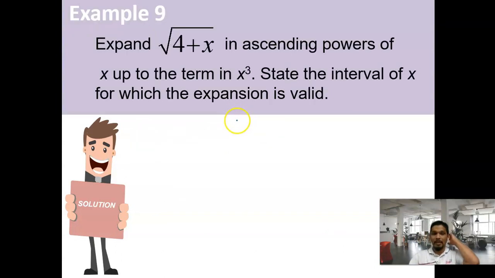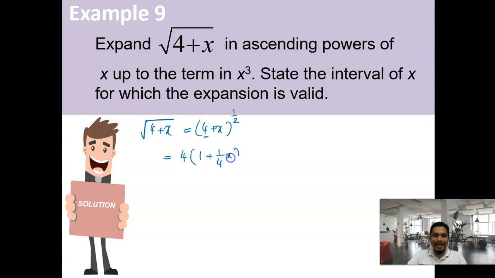Okay, example 9. Expand this: the square root of 4 plus x. Square root means 4 plus x to the power of 1 over 2, positive. Before we can expand this, we must make sure that the first term here equals 1. So then, factorize, take out this 4, and we have 4 times (1 plus 1 over 4 x) to the power of 1 over 2. Okay?